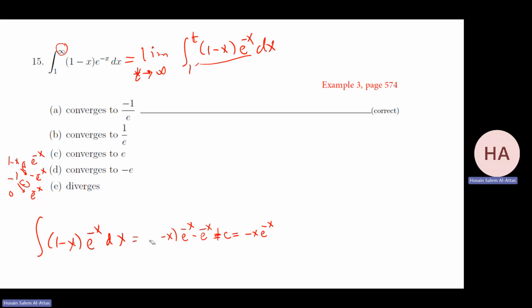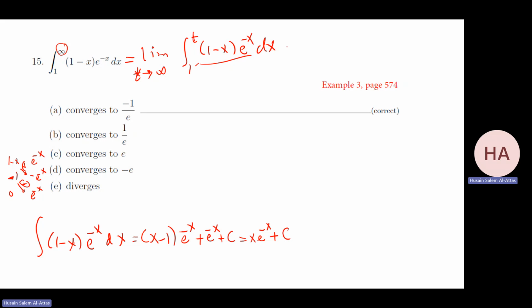Yeah, that will be, sorry, there is a minus sign here. That will be x minus 1, e to the minus x, minus e to the minus x, plus c. Yeah. Is it? No, that would be plus, sorry, because it's minus times minus. So that gives me negative x, e to the minus x plus c. Check now. It will be e to the minus x, which is correct now.